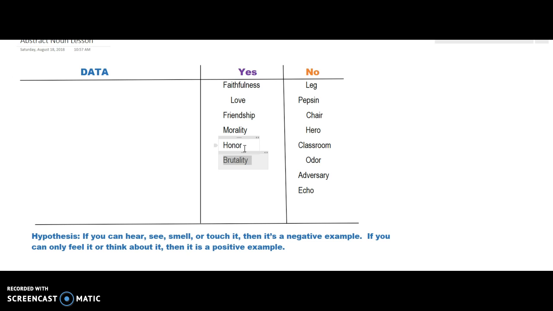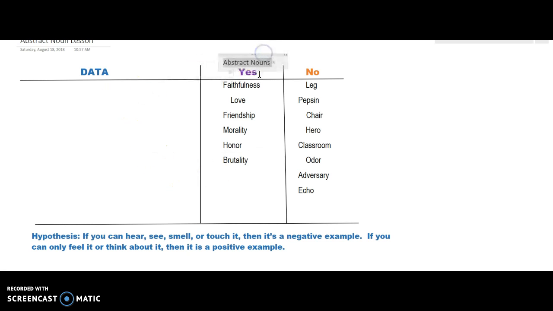So you guys have come up with really awesome hypotheses, and we've combined it into one here. We worked at it. It is actually very close to the definition. So I'm going to go ahead and name what these words are. These words are all examples. The yes words, faithfulness, love, friendship, morality, honor, and brutality are all examples of abstract nouns.